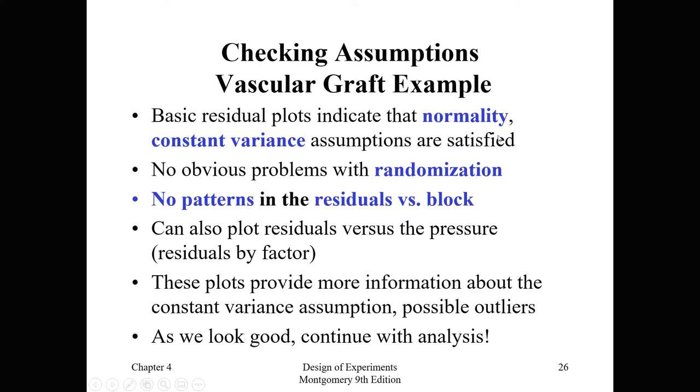So summarizing, the basic residual plots indicate that normality is satisfied. And again, that's not proof that we have normal data and constant variance. It's that we didn't really see any problems. We didn't seem to have any obvious problems with randomization. There weren't any patterns in the residuals. We could also do a residual plot by the factor, which we did and looked at. And again, these plots talk about potential outliers, but because we look good, we can go on and continue with our analysis.